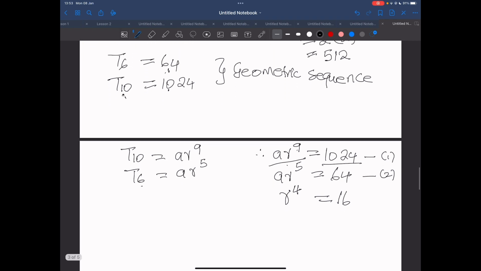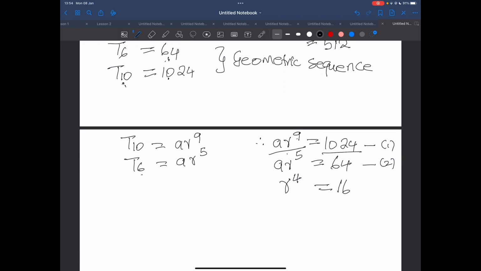Right, so now it shows that r exponent 4 is 16. Because this is even, we are obviously going to get two possible values of r. So we have r to the power 4. We can just simply do it that way and say this is 2 to the power 4. But this 2 can either be a plus or a minus, so it will give us a 16. So in other words, the value of r is plus or minus 2. So the common ratio is plus or minus 2.